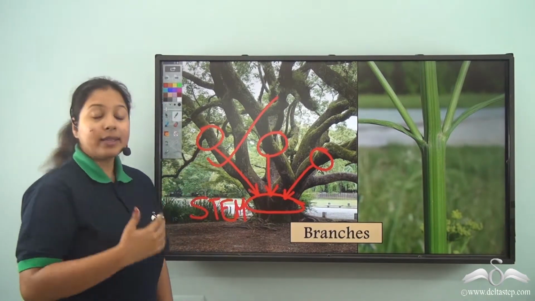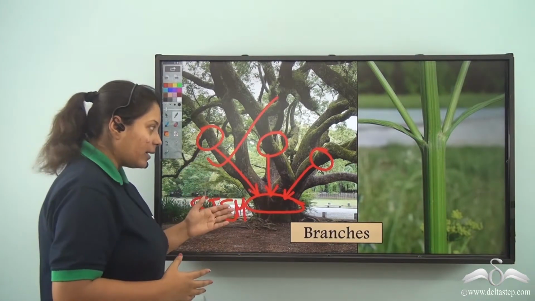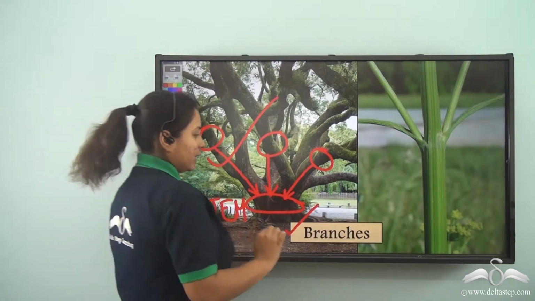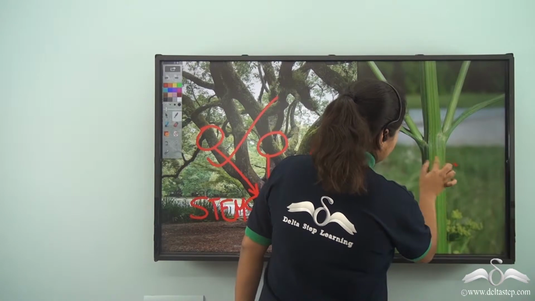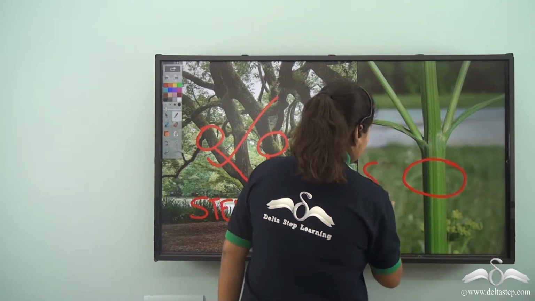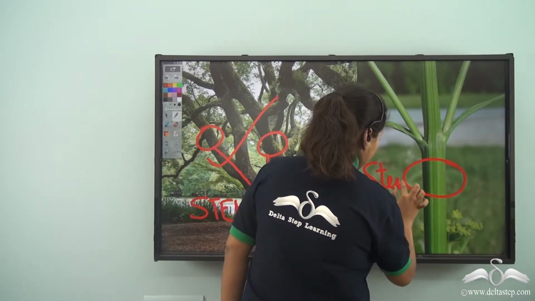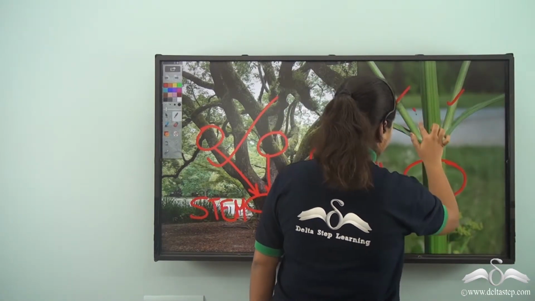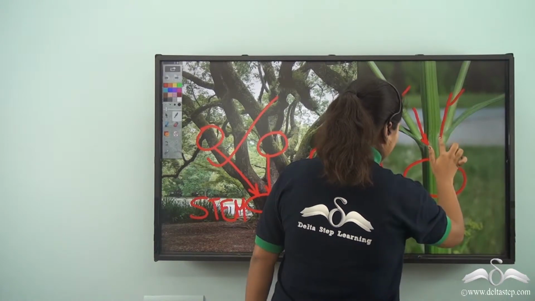Now, what is the name of the hands of the plant? Well, they are known as branches. See, over here as well, this is the stem. And these are the branches which are attached to the stem.